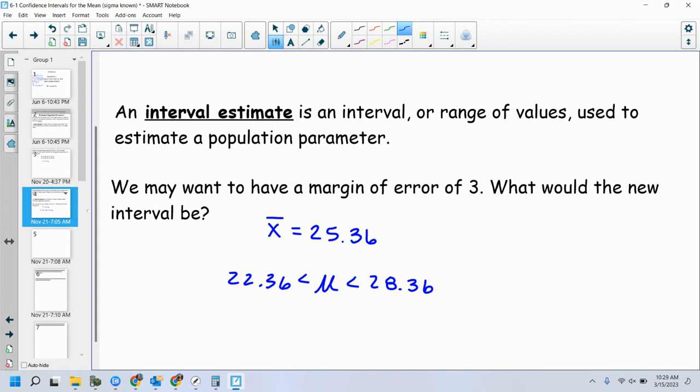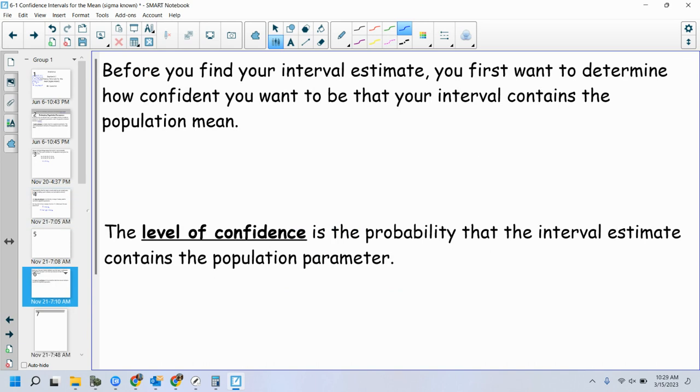Now, how confident am I that my population mean falls somewhere in there? I mean, I feel pretty confident in that statement, right? Now, unfortunately, pretty confident isn't very mathematical, right? We like to deal with numbers, like, so how confident actually are you? That's what we're going to be studying in this section. That's what we're calling confidence intervals. Before you find your interval estimate, you first want to determine how confident you want to be in that interval, that your interval truly contains the population mean.